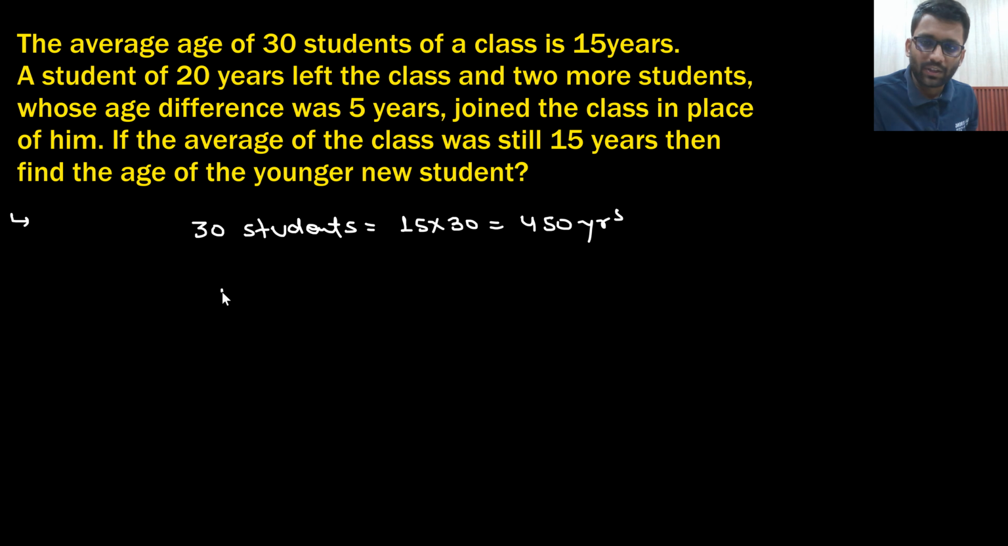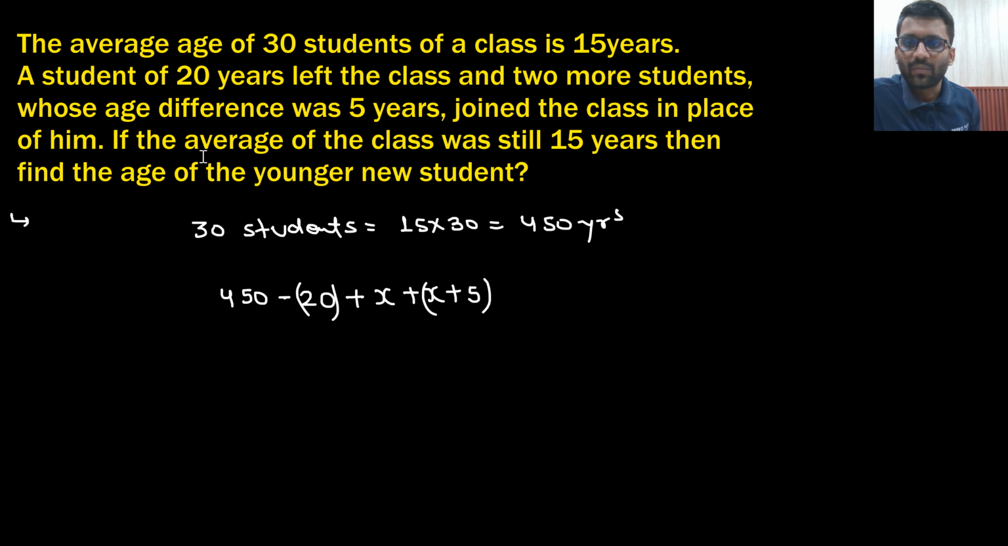Okay. A student of 20 years left the class, and two more students whose age difference was 5 years joined the class. So one guy left. 450 was the total age. One guy left with 20 years, and two more students joined. So one was of X years, then the other one was of X plus 5 years. Say yes or no? Because the age difference was 5 years.